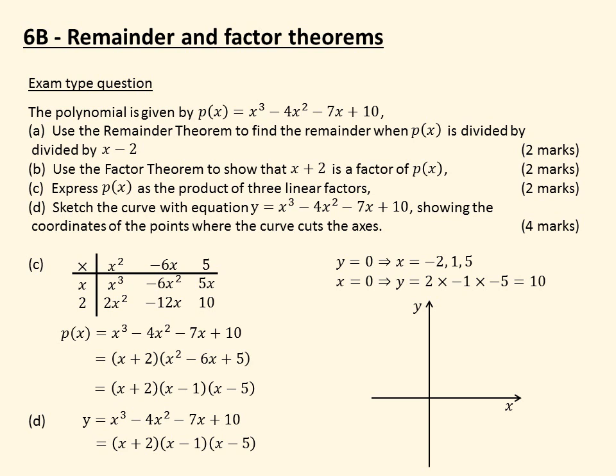We can now sketch the graph. So we've got the basic cubic shape that goes up at the top right and down at the bottom left. We know this is this way round because it's a positive in front of the cubic term. We now need to add the labels to the axes: -2, 1 and 5 for the x-axis and 10 for the y-axis. I'll leave you with the key points from this section.